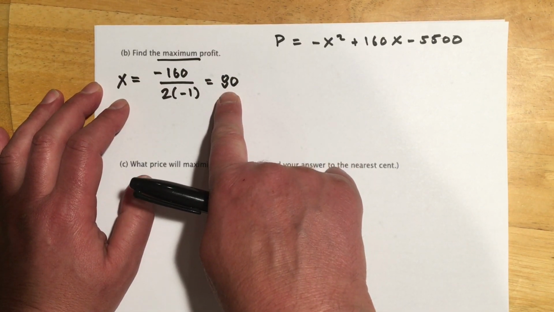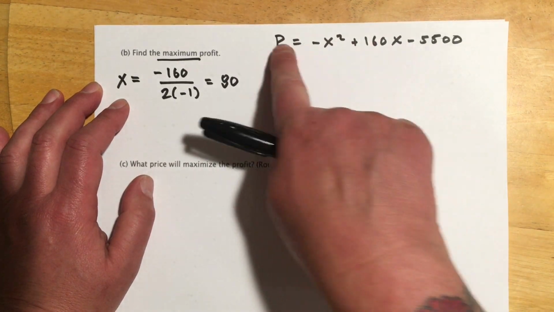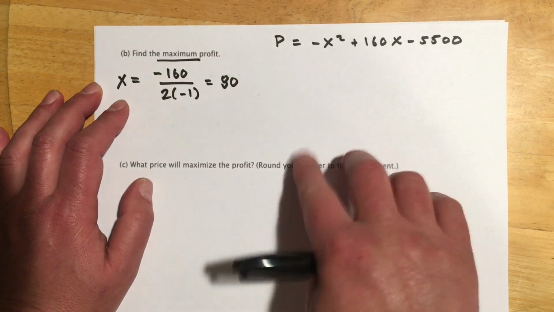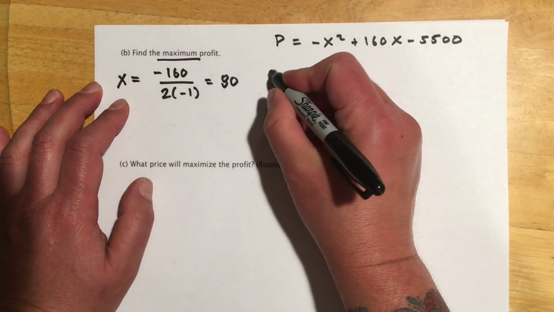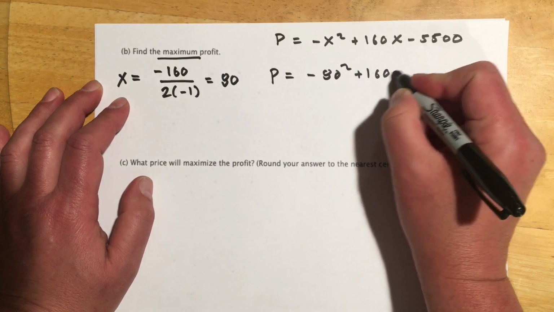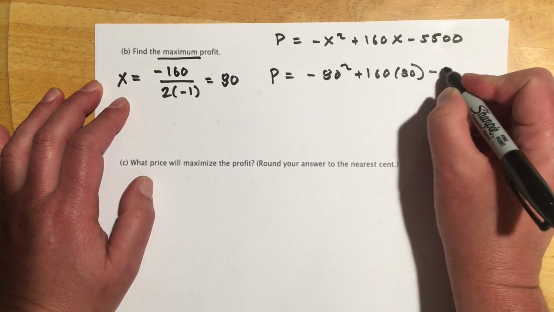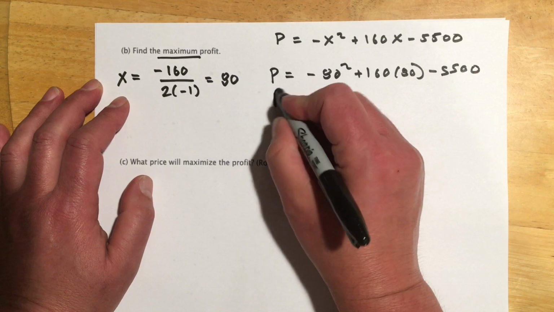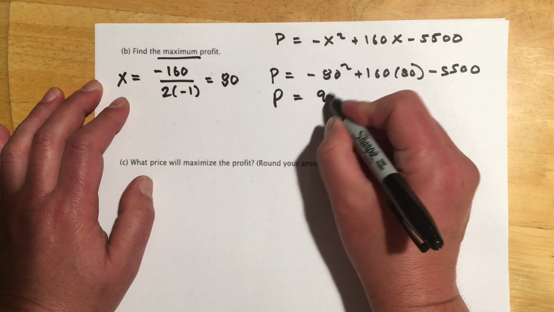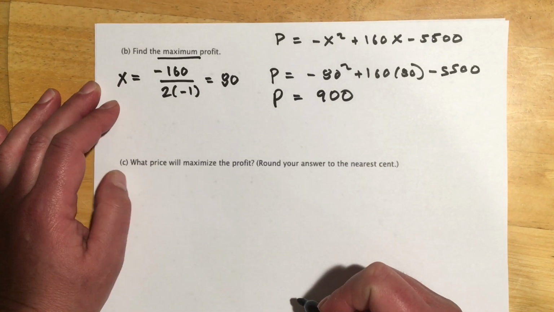This is the number of units that maximize the profit, so I still have to put that back in here to get profit. So anytime we're looking for the actual money, we got to plug back in. So then profit will equal negative 80 squared plus 160 times 80 minus 5500. And then I just threw all that in a calculator, and I got that to equal $900.